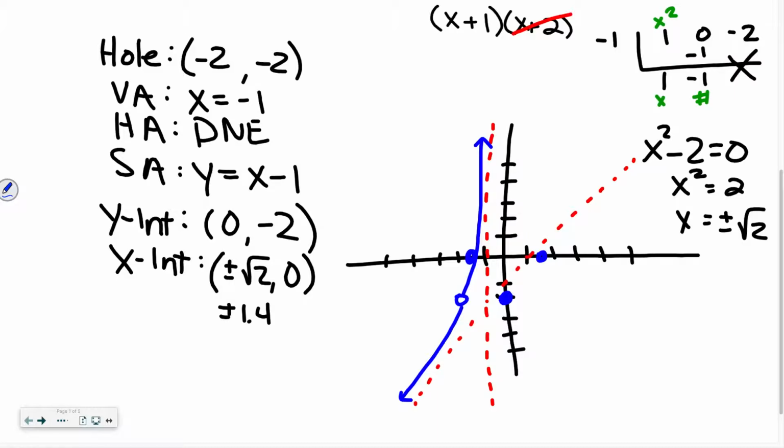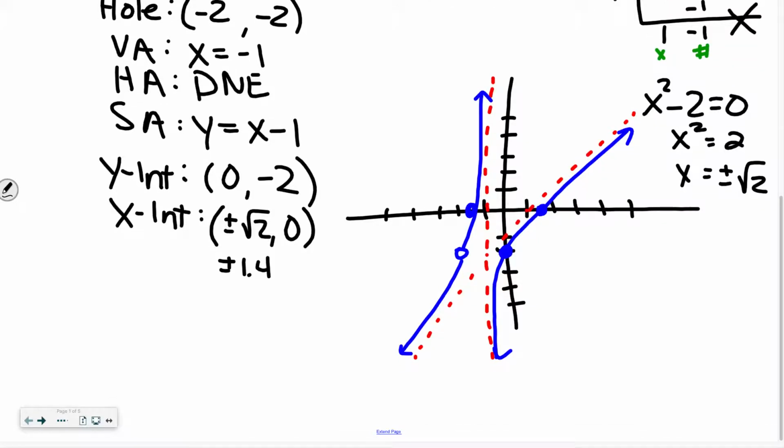And then on the other side, I have the same thing. Beyond the x-intercept, I must be following the slant asymptote, and then I can cross through my y-intercept, and then I must drop and get really close to my vertical asymptote. Okay. So I have graphed it with a slant asymptote.